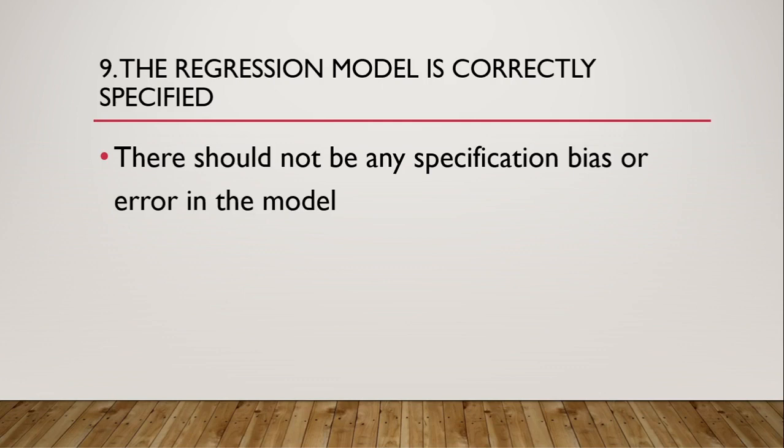Another assumption is this: the regression model must be correctly specified. There should not be any specification bias or error in the model. When we specify the functional form of the regression model, that functional form must be correctly specified. There should not be any specification error or specification bias. The model must be correctly specified. That is another assumption of the classical linear regression model.